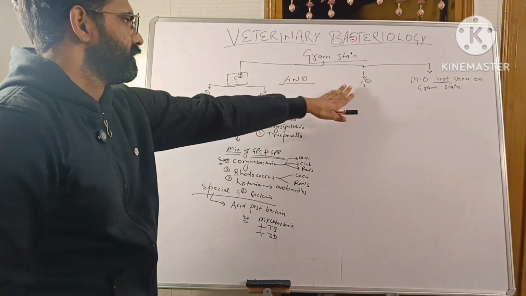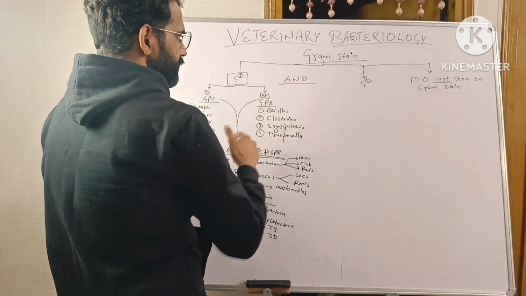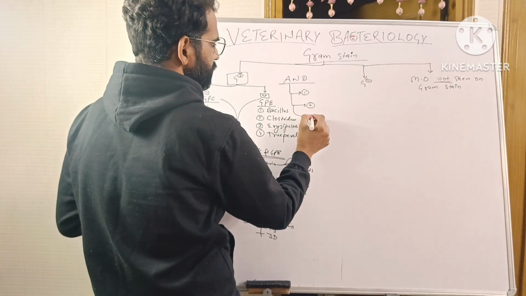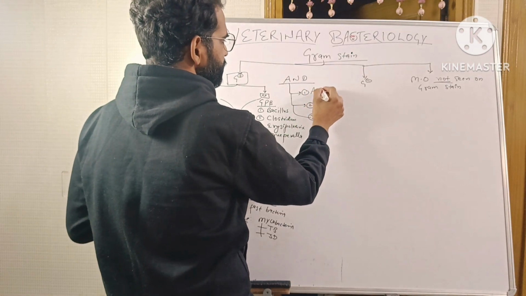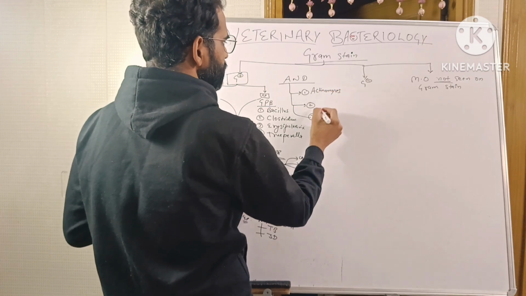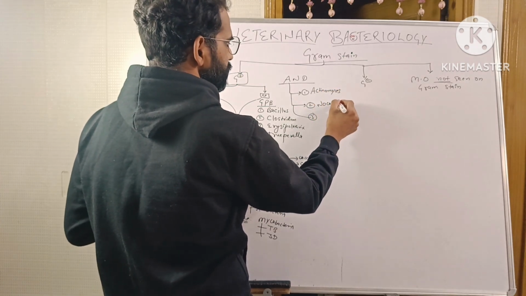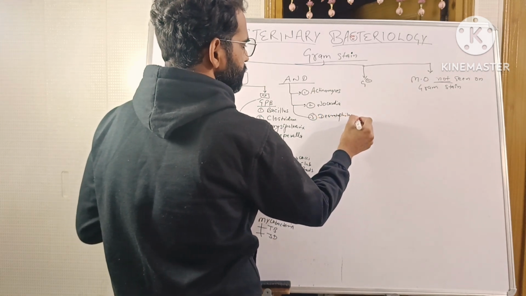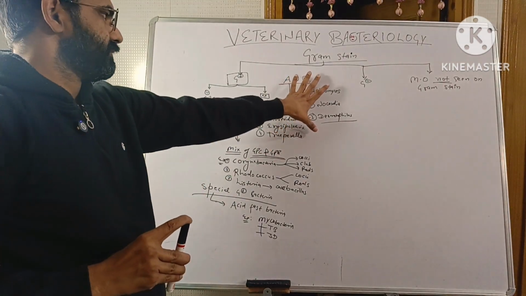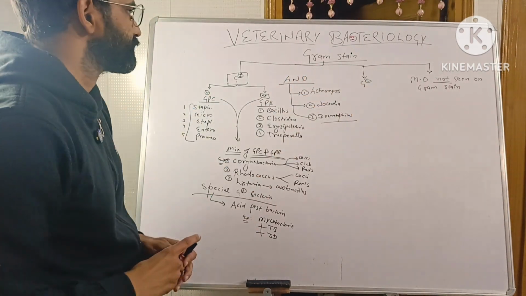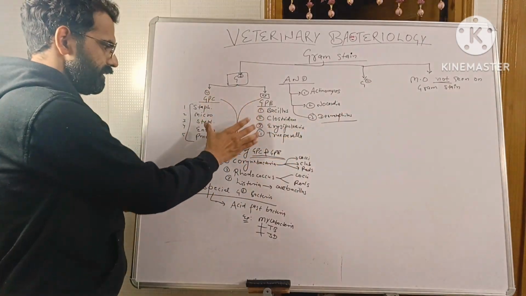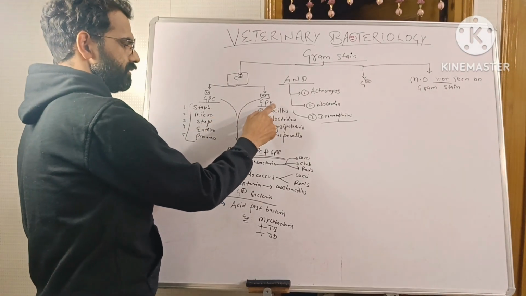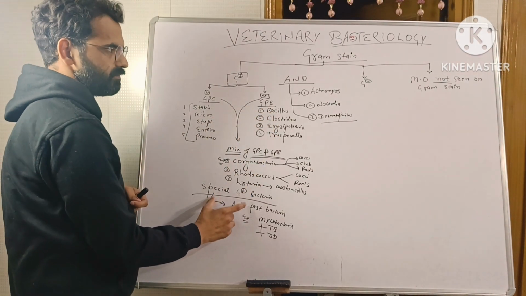Then this group itself has three members: A for Actinomyces, that is lumpy jaw, N for Nocardia, and D for Dermatophilus. Then gram negative bacteria. We classify gram negative similar to this pattern, meaning gram negative spheres, gram negative bacilli, then a mixture, then a special form.